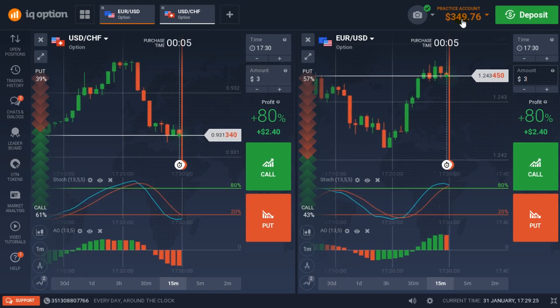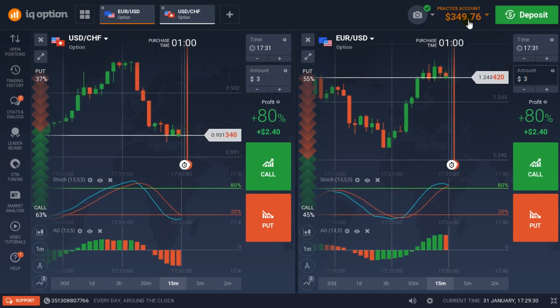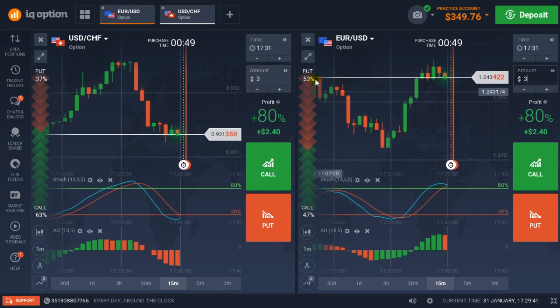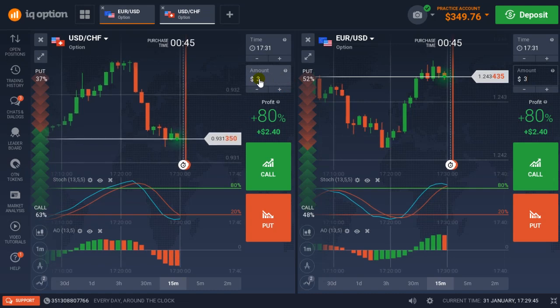trading account size. For example, my next level would be the $400, and when I get to the $400, my initial amount would change from 3 to 4, and from then on, when I get to the 500, I change it to 5. When I get to the 600, I change it to 6, and from then on. I normally don't go above the $10 initial amount.